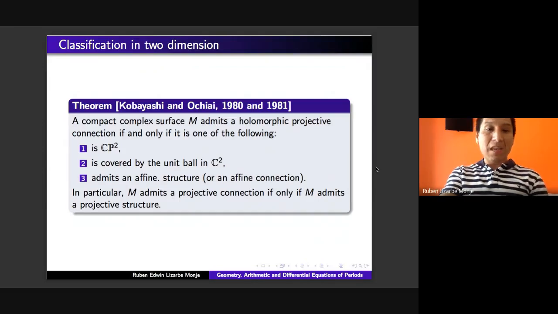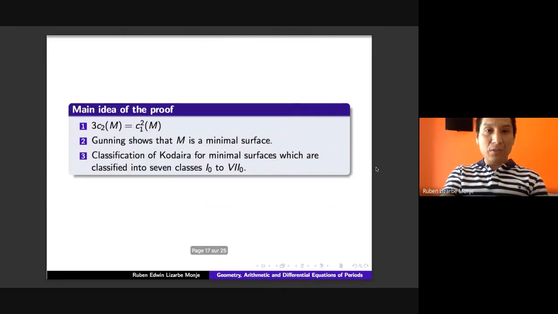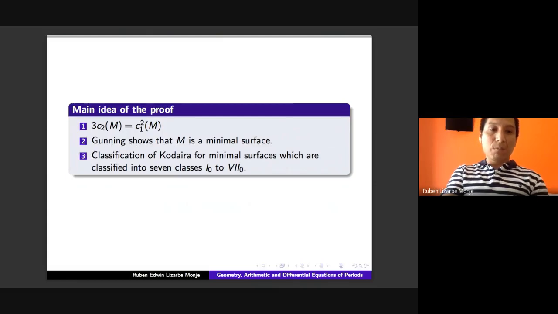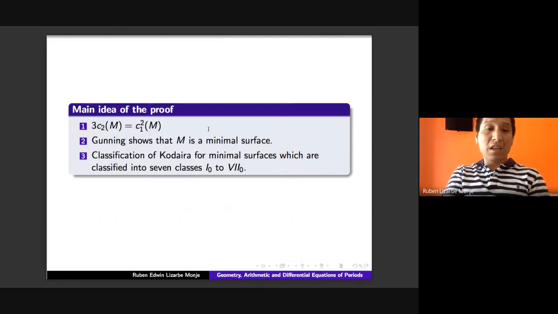The idea is very similar to the case of affine connection. The first case is the invariant in the class de Chern. This is the condition, the class de Chern. The second step shows that M with this condition is a minimal surface, using the classification of Kollár for minimal surfaces. This is the general idea for the classification.